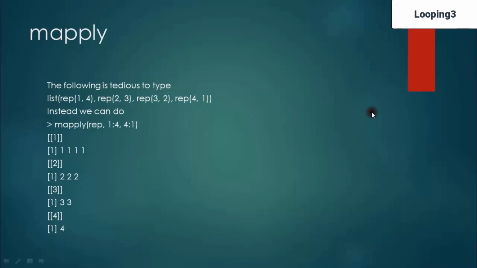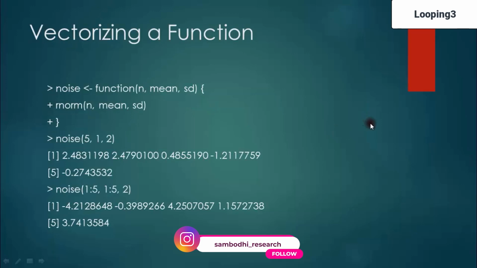So it is applying a multivariate function here, and hence it is very useful. Now, how do we vectorize a function? Let's say there is a function called noise, with arguments n comma mean comma sd, which takes n number of elements, a mean and an sd. It creates a random normal distribution of n comma mean comma sd. It's a simple function, I'm just trying to create some noise, that's all.